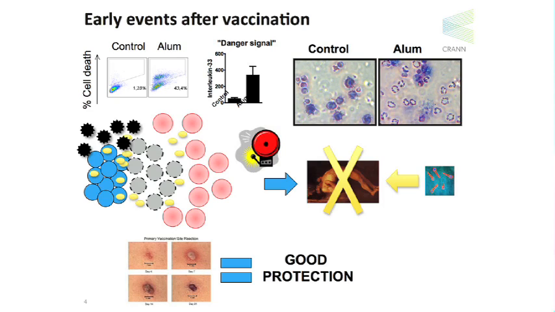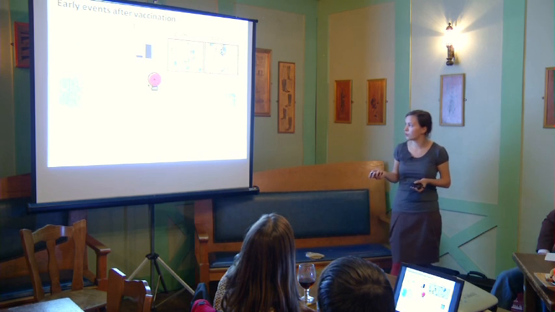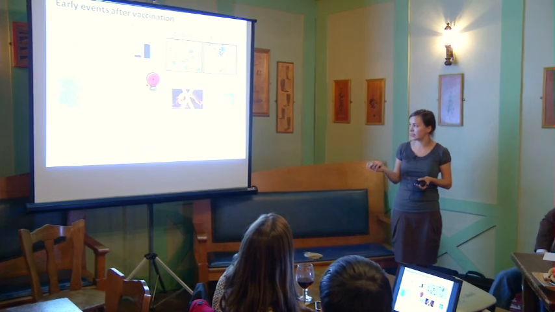If you inject alum into your muscle or just add it to cells, it's toxic. It causes cell death, like 50% of cells are dying. These necrotic cells release danger signals, which we can measure, and it triggers an alarm for the immune response. This causes inflammation at the site and the migration of cells here. And this gives us protection in the long run. So if you encounter a pathogen later, you'll be protected against it.